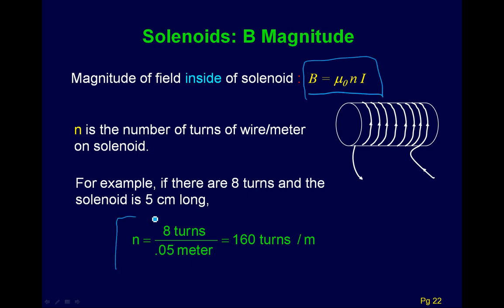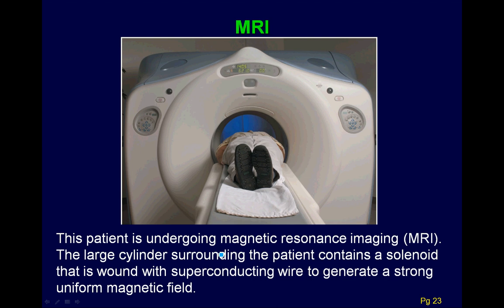And the important thing is this little lowercase n is basically the number of turns of wire per meter. And so in your problem, you'll be given enough information to calculate that. For instance, here I had a solenoid with 8 turns that was 5 centimeters long. Here's how I calculate that little n. And then otherwise, to get the answer, it's just the μ0 and the current. And then finally, an example of a solenoid would be an MRI machine. Any large magnet that we use is generally going to be a solenoid.